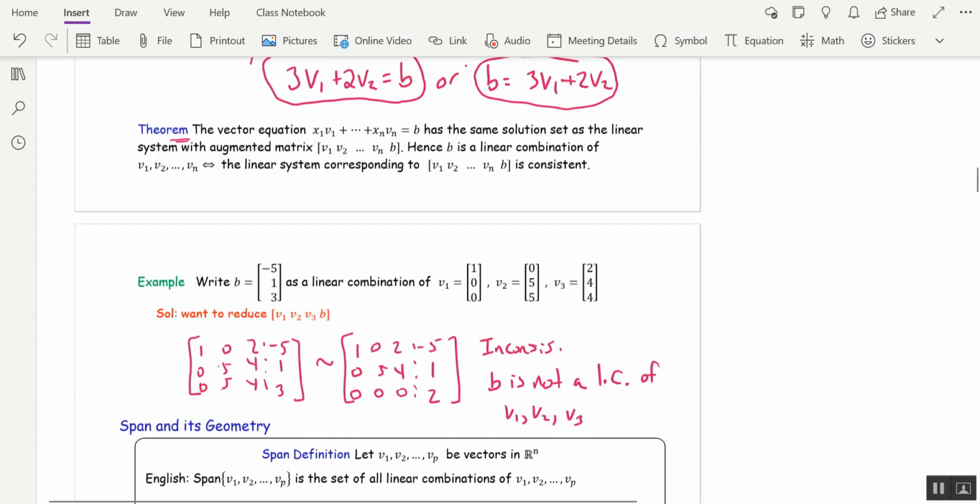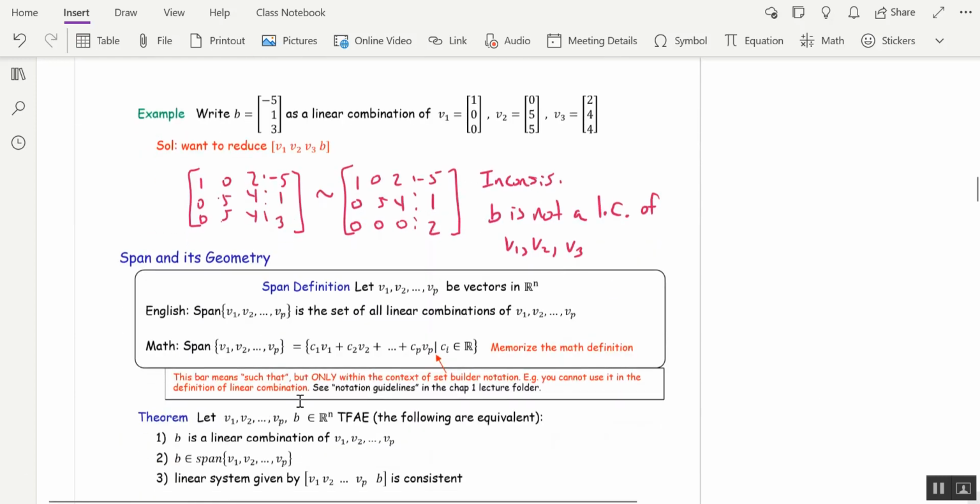Okay, next big definition, span. The span is the set of all linear combinations of v1 through vp. So you start with p vectors in Rn, you look at all the linear combinations, it gives you the span. That's the English definition. I want you to memorize the math definition, which says it's the set of all, so the squiggly brackets read set of all, c1v1 plus ... cpvp, such that, that's the straight bar, c sub i is contained in R.